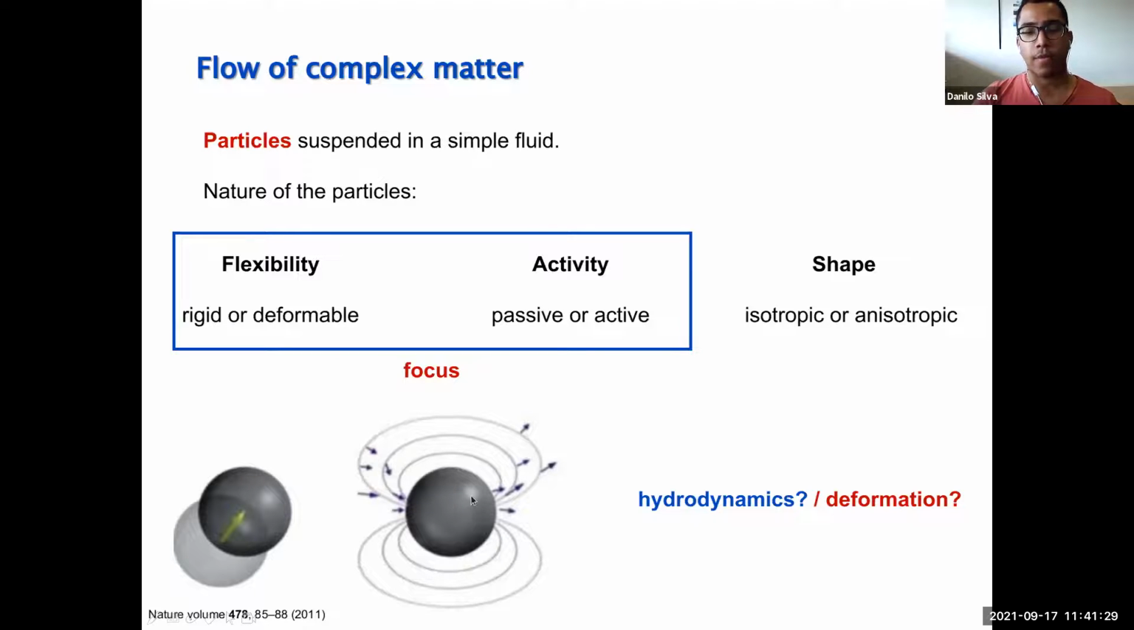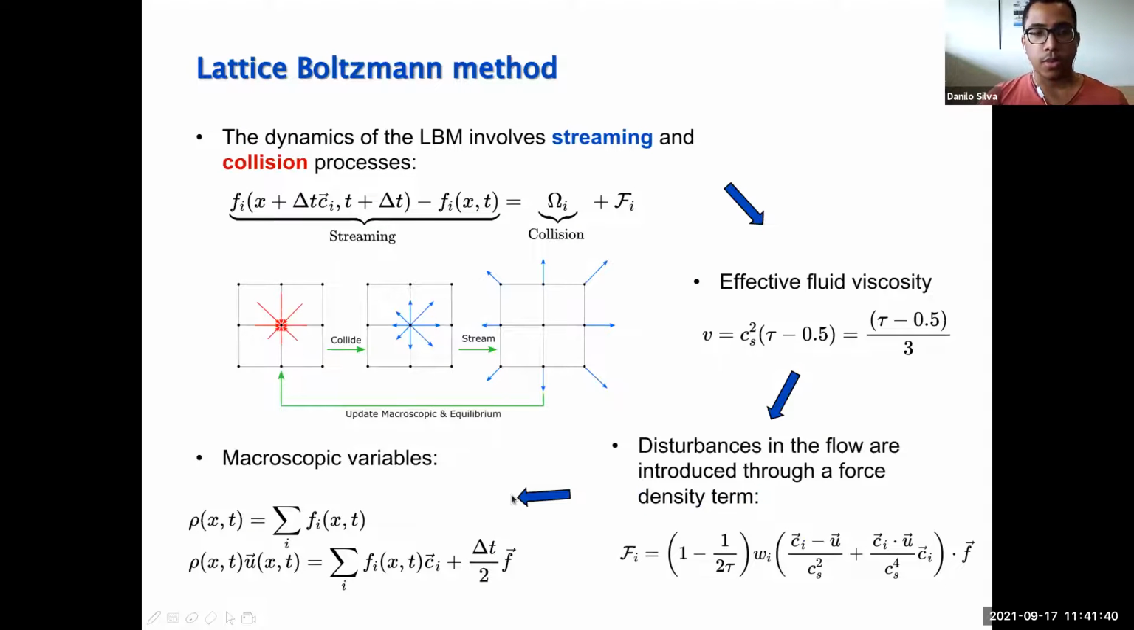So if, for example, we have a particle moving in a fluid, it displaces the fluid, and the fluid itself can act back on the particle, leading to different behaviors. So to simulate, first of all, the fluid we want our particle to be in, we use the Lattice Boltzmann method, whose dynamics are very simple, involving a streaming and collision process with our distribution functions, and with a force term to include external forces acting on the fluid.